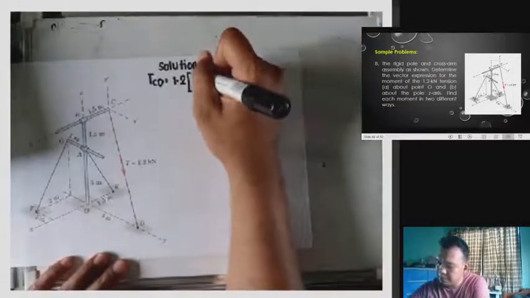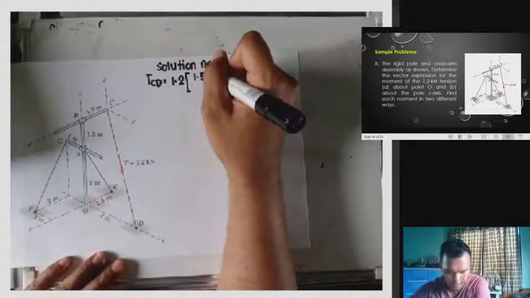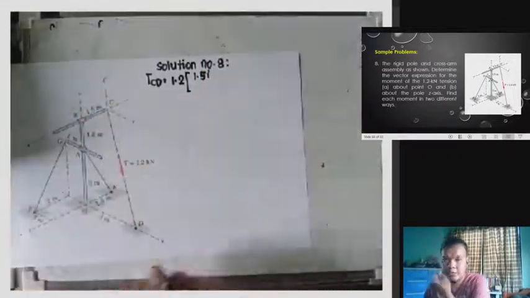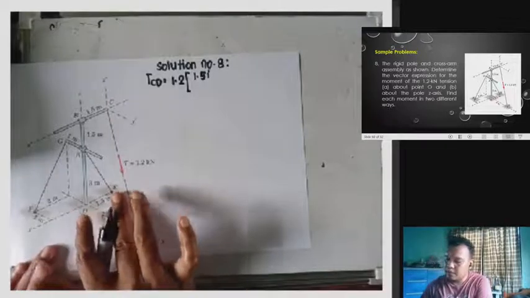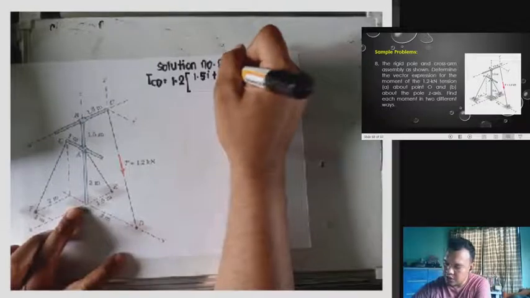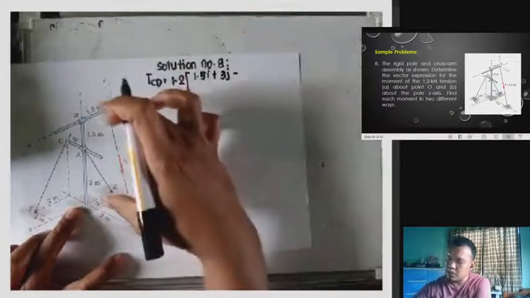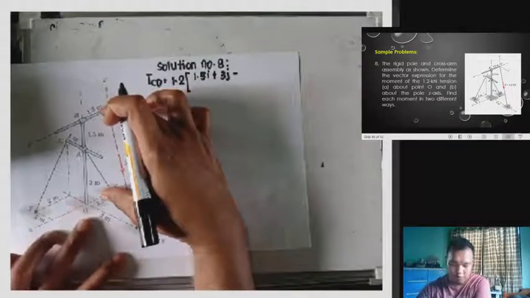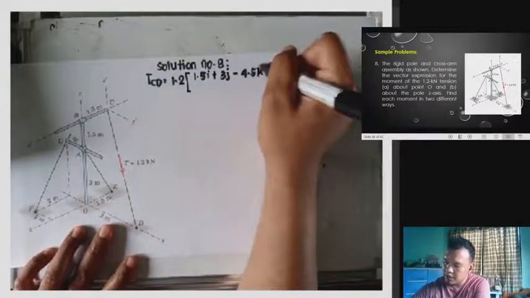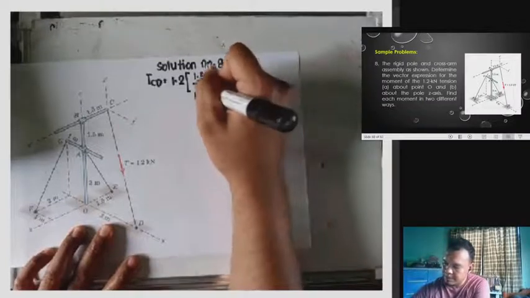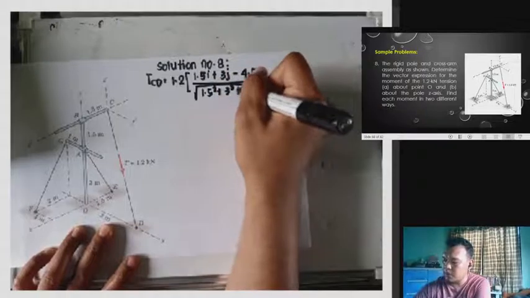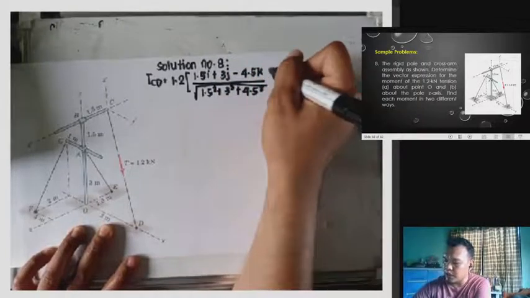1.5 i. So ito yung i natin, 1.5 i. Plus, yung y-axis natin ito, plus 3j minus yung distance na to, which is 4.5. We have here negative 4.5k all over the square root ni 1.5 squared plus 3 squared plus 4.5 squared.